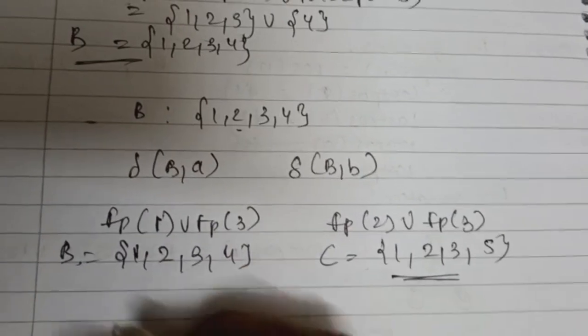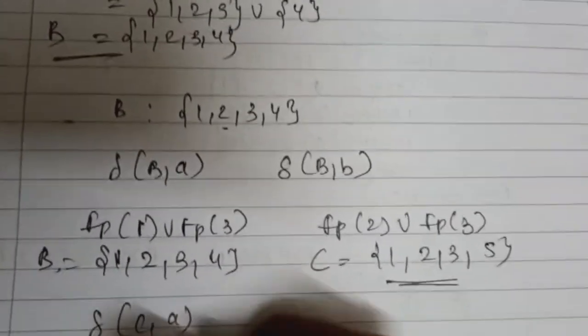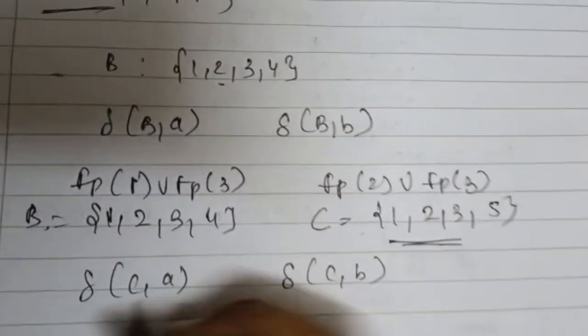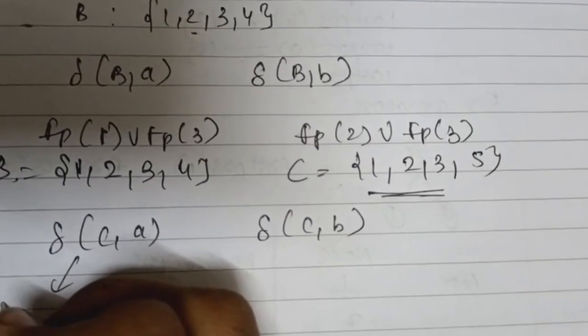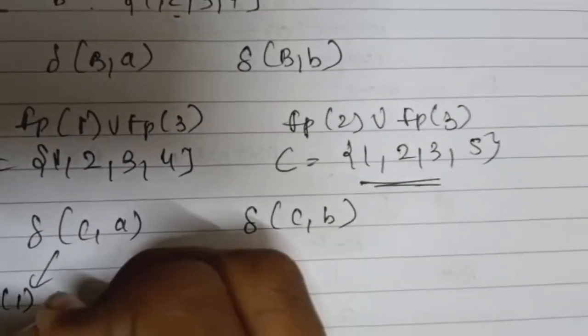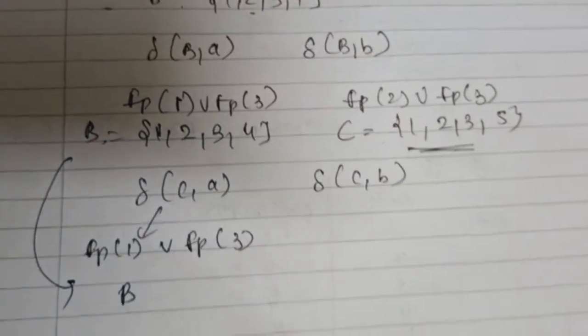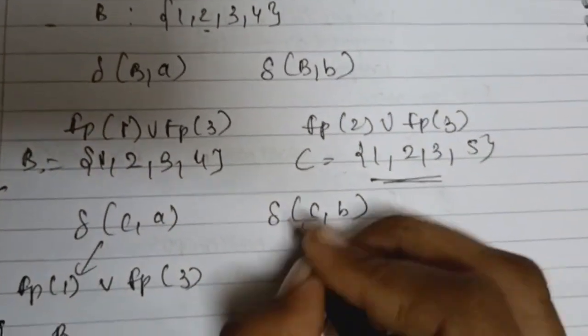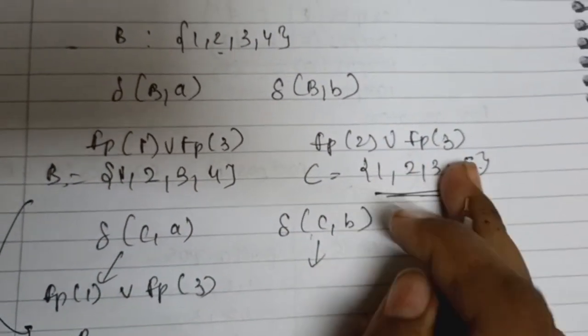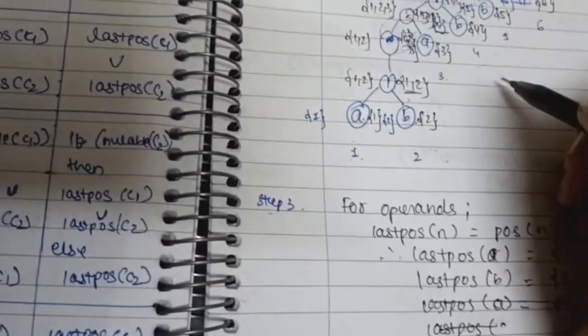So you need to find it for C. So δ(C, A) and δ(C, B). So you will get δ(C, A) as follow position of 1 union follow position of 3, which is nothing but B itself. Okay, and similarly for C, B, you will get, see, the new state is 5. Okay, so 1, 2, 3 and 5. For 2 it was B, and for 5 it is B. So we'll get 2 and 5.